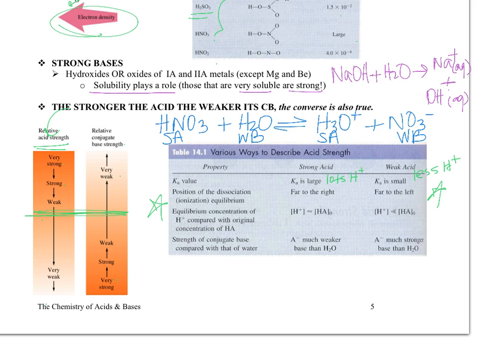The position of the dissociation far to the right means product favored. We talked about this previously, versus far to the left for the weak acid, which is reactant favored. And we've got the equilibrium concentration of H+ compared with the original. This is an important statement to recognize: when you're looking at your concentrations of the two, these should be the same because all of this should be converted to this. It should be almost 100% converting over. So that's why those two are pretty much going to be equal.